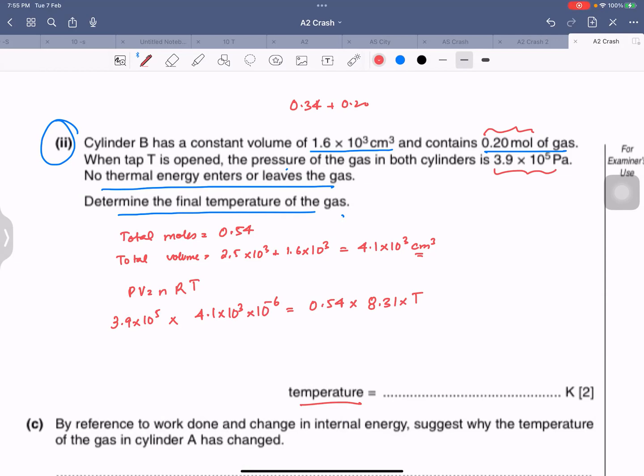I think it should come 356 kelvins. Yeah, 356. Okay, that's cool. And you can either write 356 or you can write 360 and not more or not less than these. All right. So that's cool.